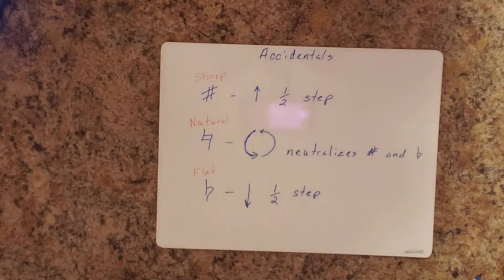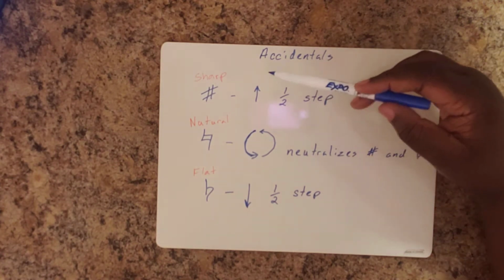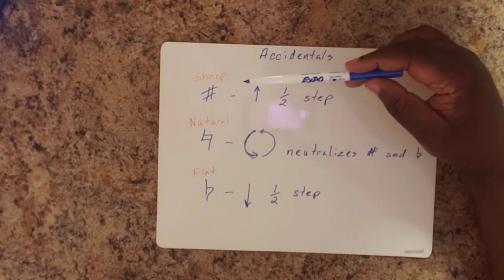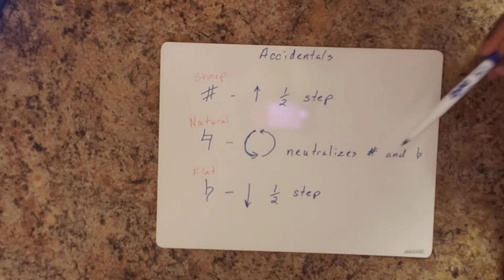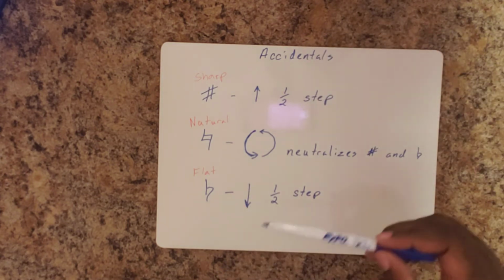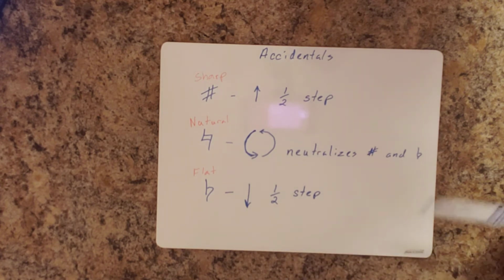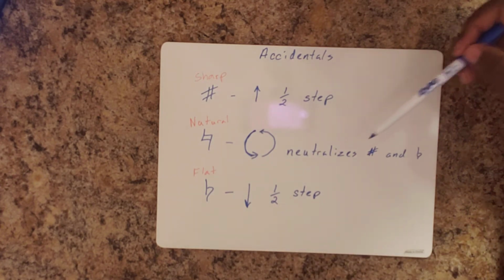But it's the same thing, a sharp, which I wrote on here this time, sharp. Raises a note. See the arrow pointing up, 1/2 step. A flat lowers a note 1/2 step. And a natural neutralizes sharps and flats.